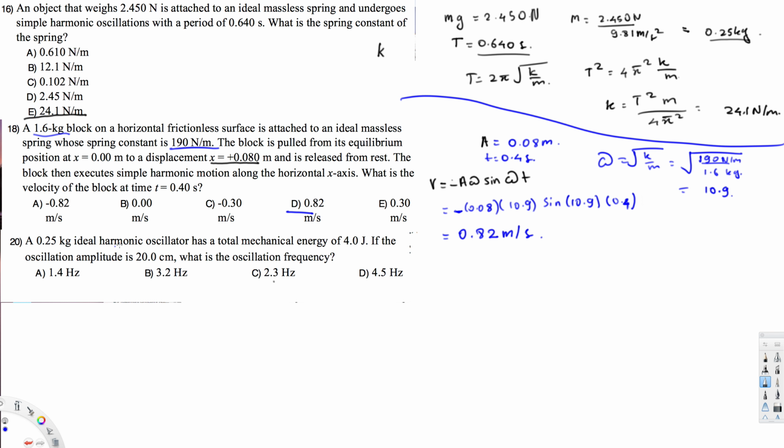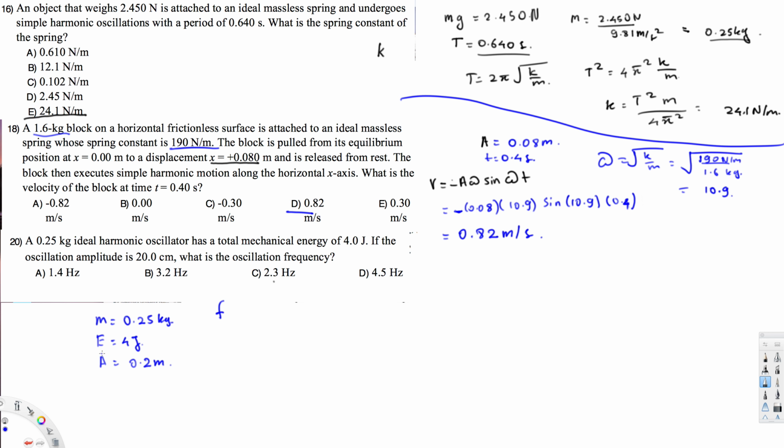And let's do the third part. They are saying a 0.25 kilogram ideal harmonic oscillator has a total mechanical energy of 4.0 joule. If the oscillator's oscillation amplitude is 20 centimeter, what is the oscillation frequency? So they have provided the mass right here, that's 0.25 kilogram. Mechanical energy, let's put E equal to 4 joule. And we have the amplitude that's given in centimeter, let's put it in meter, that's 0.2 meter. And they are asking for the frequency.